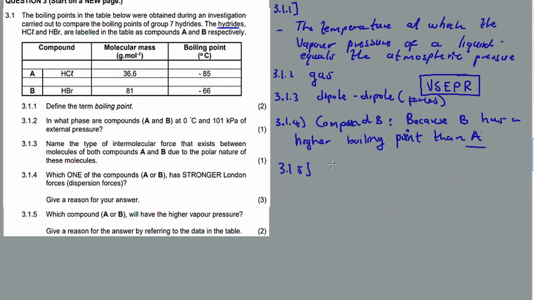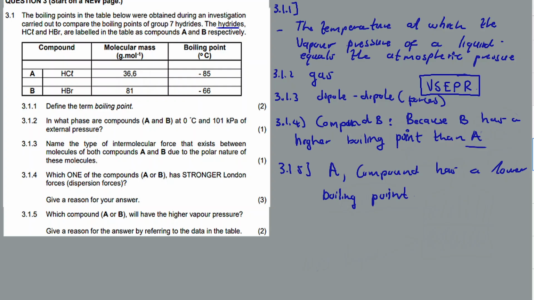So compound A is our answer. Explain, but give a reason for the answer by referring to the data. It's because compound A has a lower boiling point. This is our answer, 3.1.5.